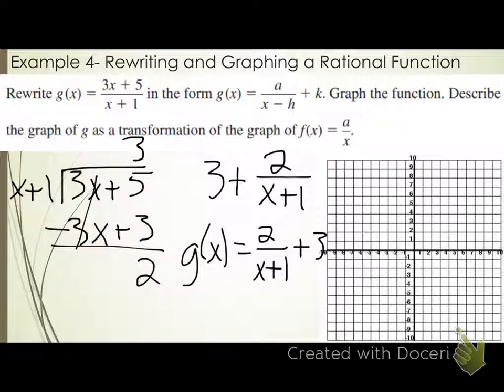How do we get our asymptotes if it's in the form a over x minus h plus k? What does x equal? h or k? h. So I get x equals what in this case if it's x plus 1? Negative 1. And y equals k. What's my k value? 3. So y equals 3. So I'm going to graph those two asymptotes: x equals negative 1, y equals 3. Everyone good with where I got those? Any confusion at all?